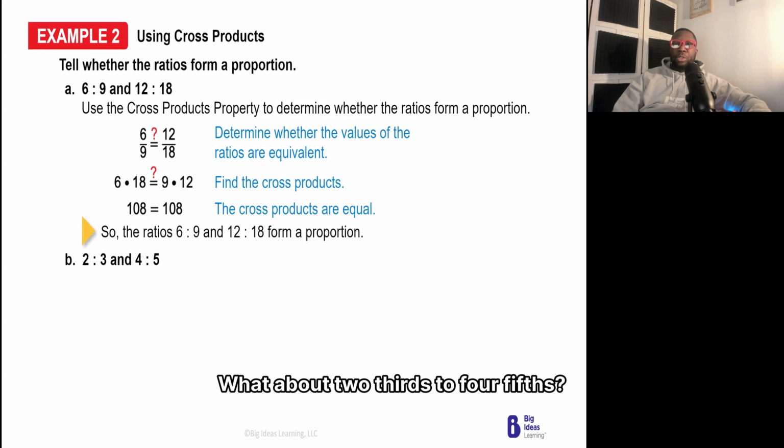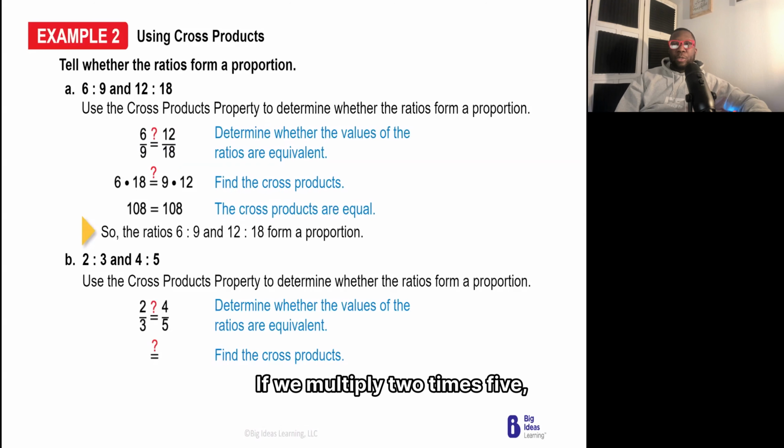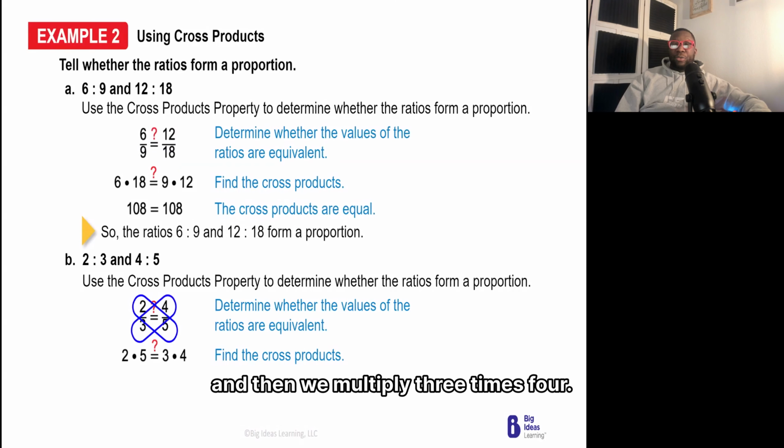What about 2/3 to 4/5? If we multiply 2 times 5 and then we multiply 3 times 4, do those two products equal the same?